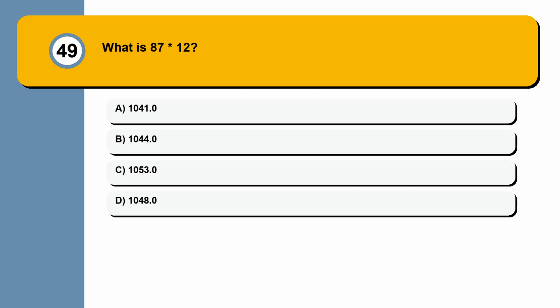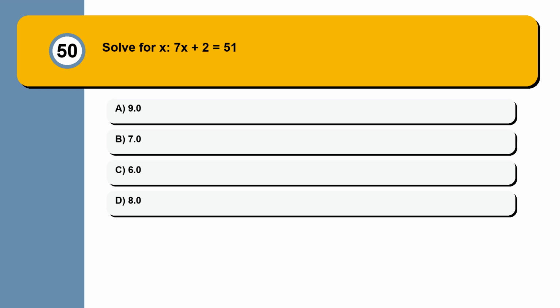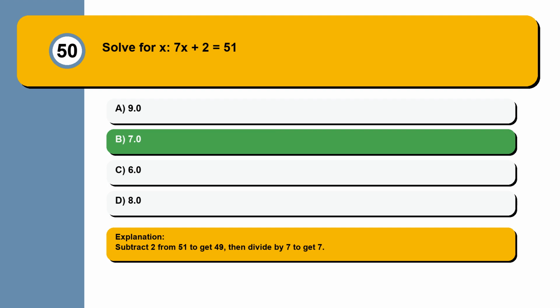Question 49. What is 87 asterisk 12? 1041.0, 1044.0, 1053.0, 1048.0? The result of the calculation is 1044. Question 50. Solve for x, 7x plus 2 equals 51. 9.0, 7.0, 6.0, 8.0. Subtract 2 from 51 to get 49, then divide by 7 to get 7.